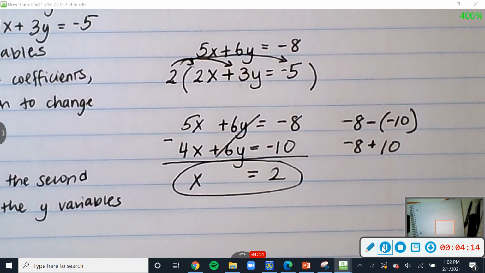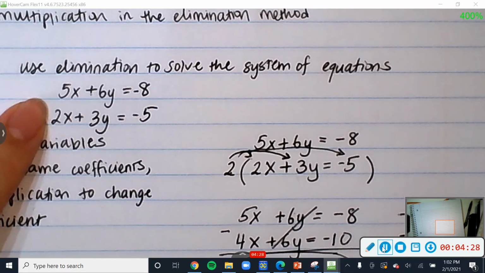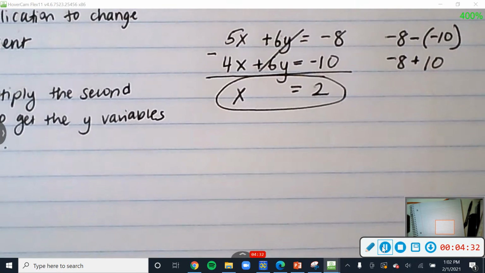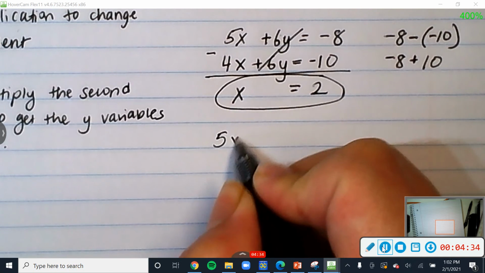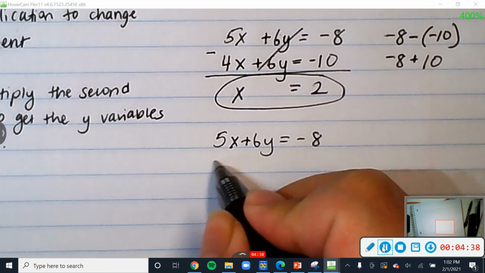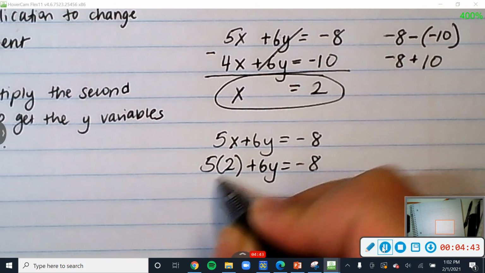Next, the second step, again, to solve for the other variable, pick one of your original equations and plug in your x value. Again, I said original equations, so if we look back up here, choose one of these to plug in. I'll just choose the top equation. I always just end up choosing the first equation. So I'm going to write it out, 5x plus 6y equals negative 8, and I'm going to plug in 2 for x. So plugging that in, now you just need to follow order of operations and solve.